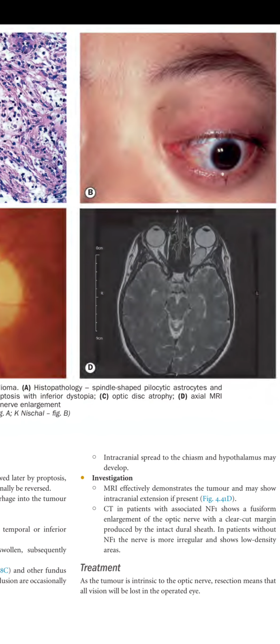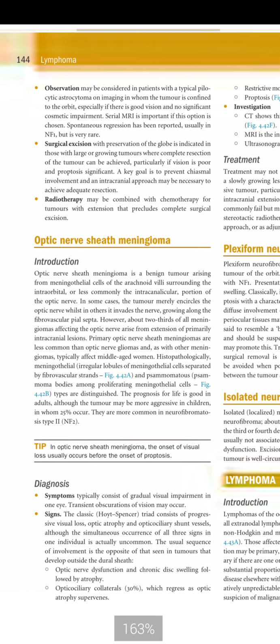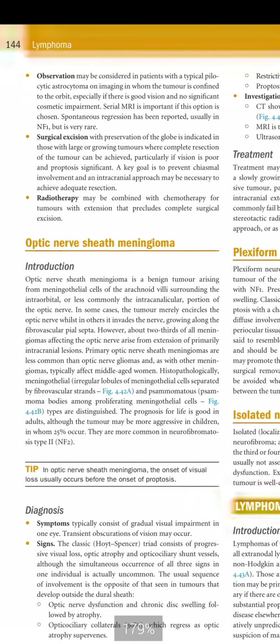Treatment: as the tumor is intrinsic to the optic nerve, resection means all vision will be lost in the operated eye. One of the very important points is that because it is surrounding the optic nerve, if you want to remove the tumor, it will cause resection of the optic nerve as well, so the eyesight will be lost. So there are certain things that you can do: observation, surgical excision, and radiotherapy.